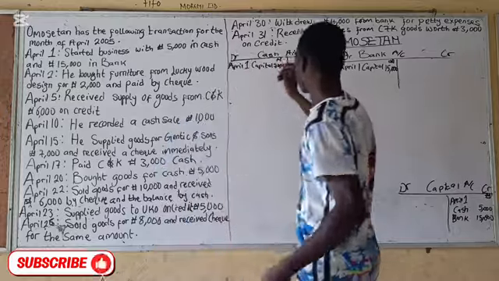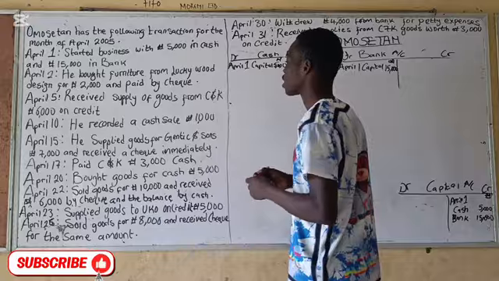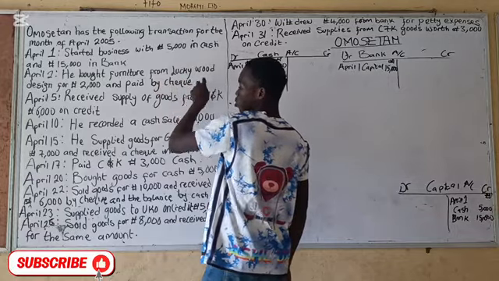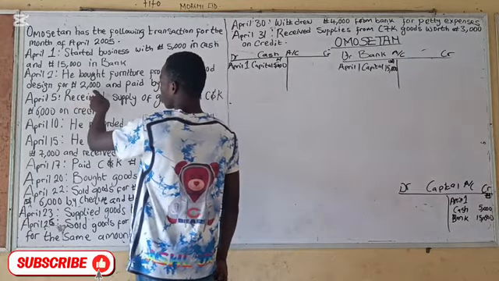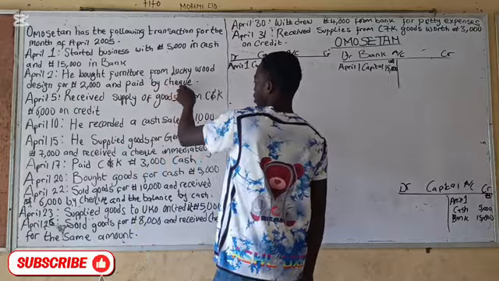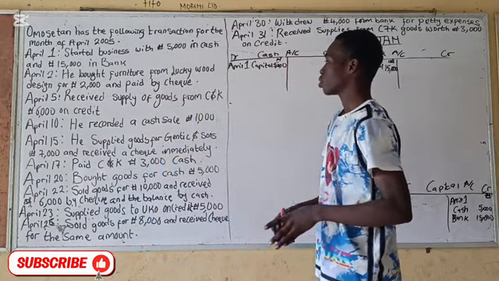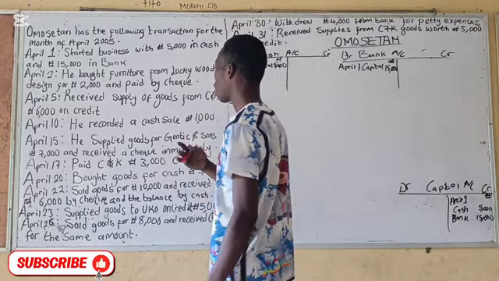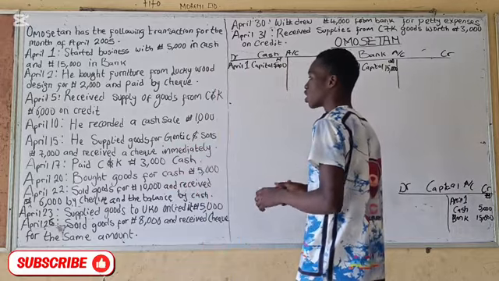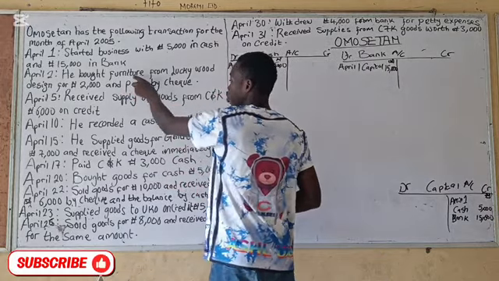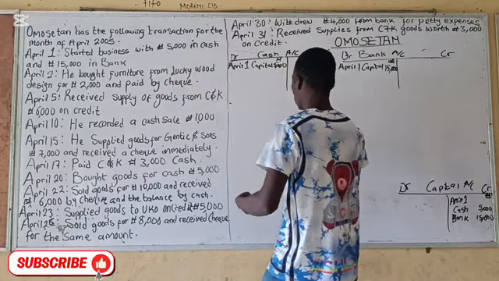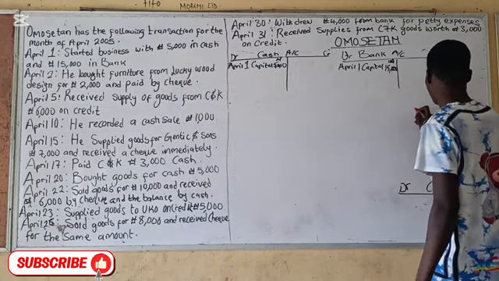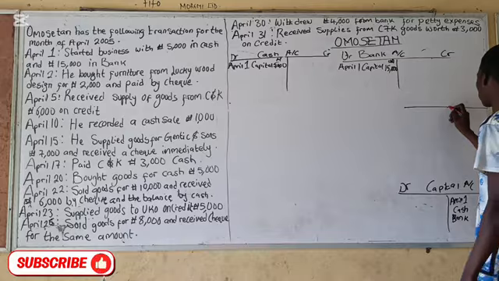The next transaction is he bought furniture from Lucky Wood Design for 2,000 naira and paid by check. Do you get it now? So the transaction here is that he bought furniture, 2,000 naira, from Lucky Wood. This is how we are going to do it. We are going to prepare two accounts, which is the furniture account and Lucky Wood account. So let's prepare the furniture account.